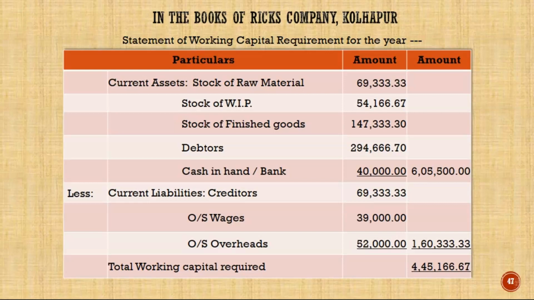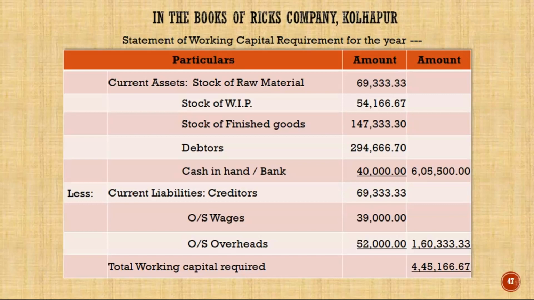Then less current liabilities. Here you can see current liabilities: creditors, outstanding wages, outstanding overhead. Then total of all the three current liabilities carried to outer column, and current assets minus current liabilities gives us the total working capital required for the Sixth Company for a given period of time. That is 4,45,166.67.